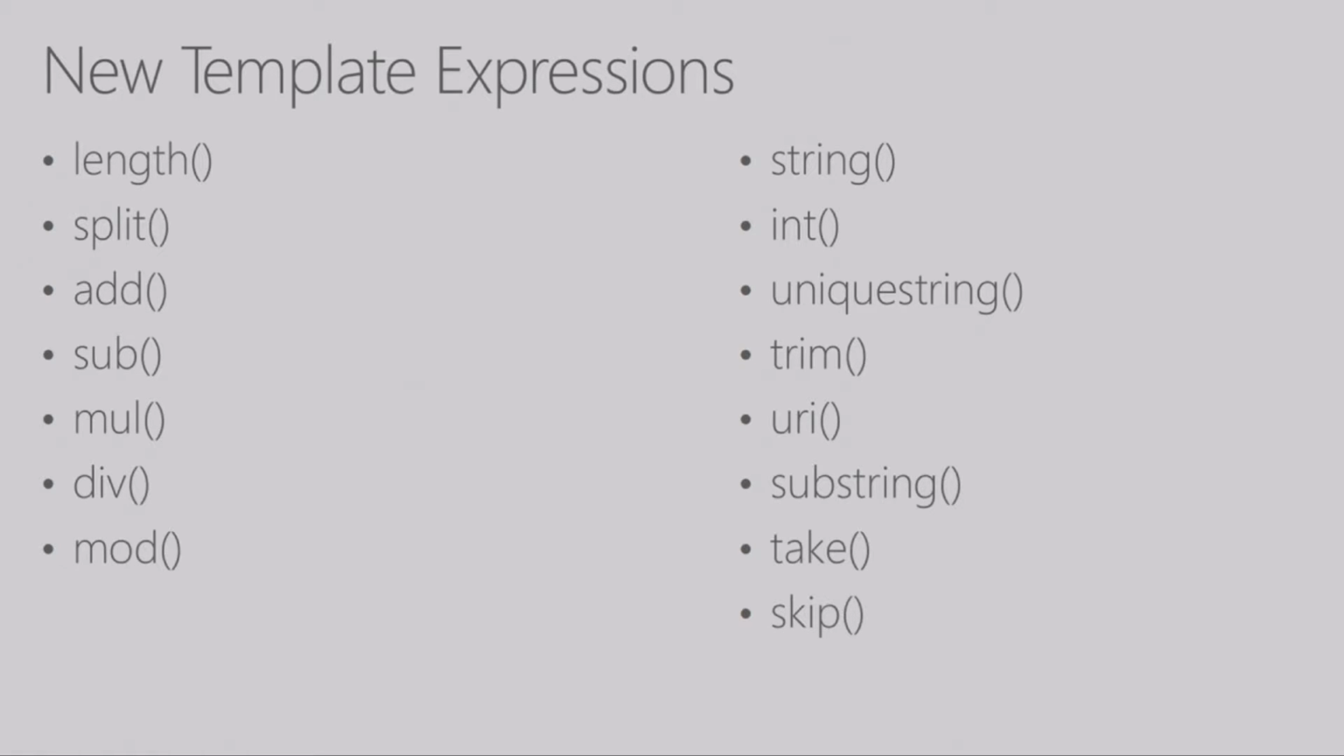We have trim, which removes white space. We have URI. This is very, very helpful when you're using nested templates and you need to be able to work with relative paths in URIs. It's very similar to the .NET URI builder functions. Substring, and then take and skip for array manipulation, okay?